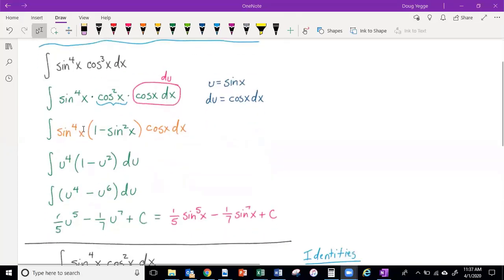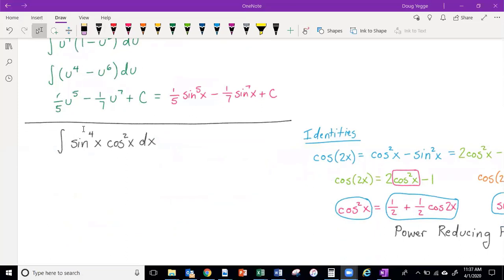But this one down here is a bit different. Essentially the method we have to take here is to reduce. If you ever see all even powers, then this is where we're going to reduce to single powers of cosine.